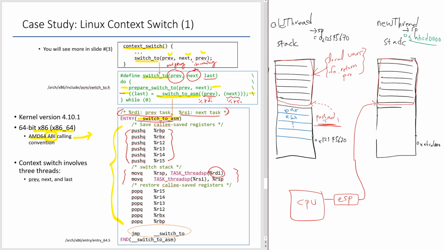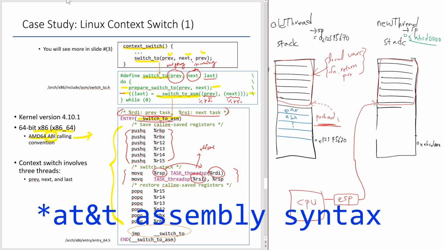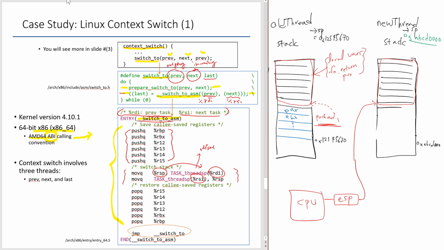Remember, RDI refers to the outgoing thread, and RSI is the incoming thread. This task thread SP, this is just a number, so this refers to an offset, an offset into the thread SP member of this struct, task struct. And RSP is the content of the current stack pointer value. This is following AT&T syntax, so you're copying the content into this memory location. You're saving the stack pointer to a certain field of the TCB structure. Just like the textbook stack switch code, this is saving the stack pointer.